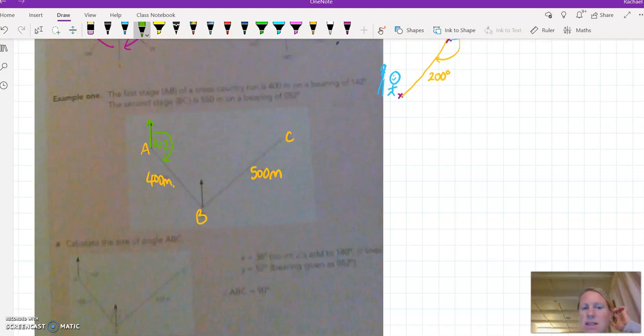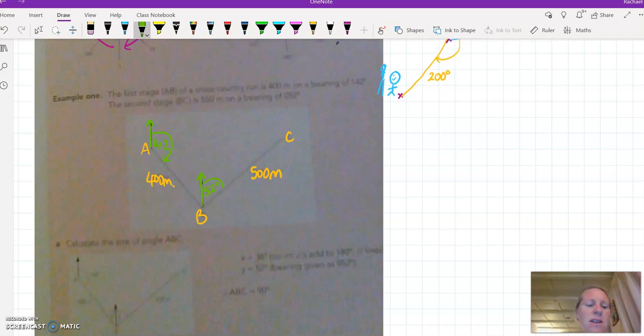Sweet. That second stage, BC, was on a bearing of 052. So we've got 52 degrees. So there's our line pointing north. So that means this angle in here is going to be 52 degrees to that line, BC. Sweet. Okay, so put that information in there that you know. Make sure you're being careful. Always starts from that line of north and going around clockwise.